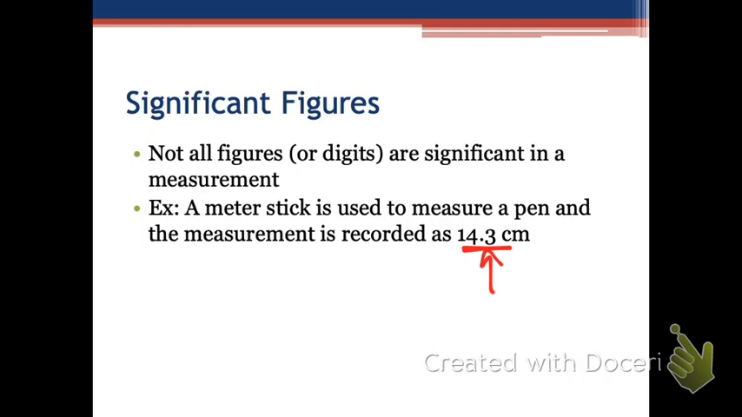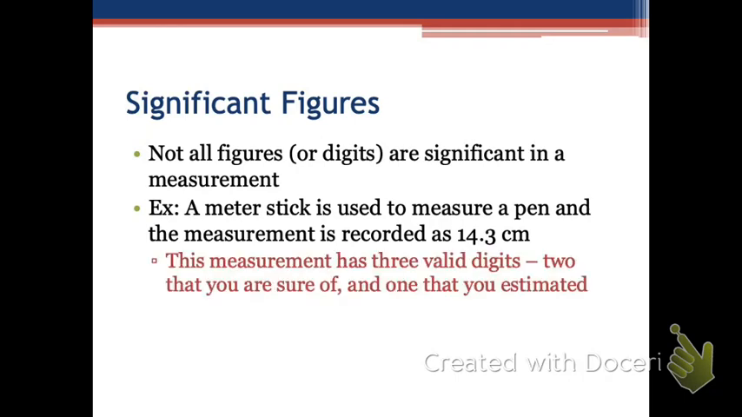Estimated, right? I estimated the 3. Okay, so I put thought into each and every one of those numbers. I know it's between 14 and 15, and I thought that it's about the 0.3. So each of those digits is what we consider significant, because I put thought into each one. 3 valid digits, 2 that I'm sure of, and 1 that I estimated.